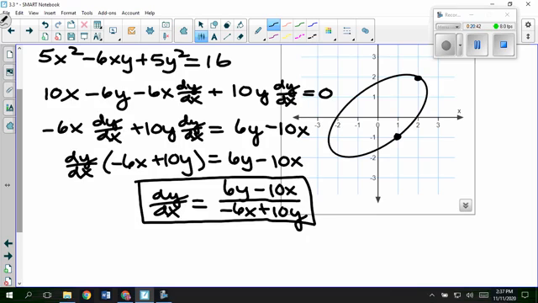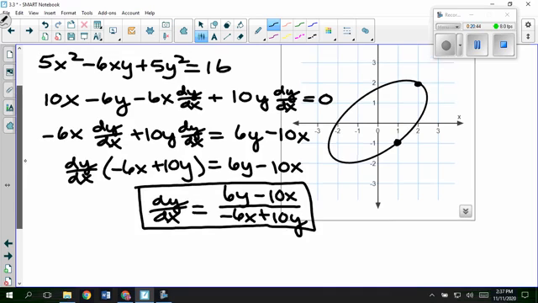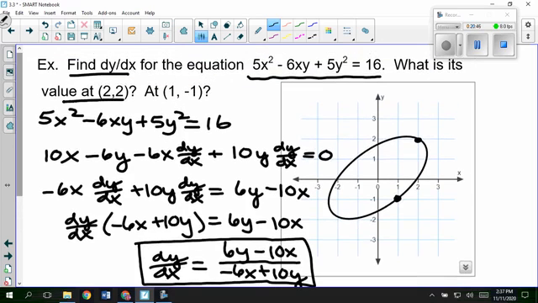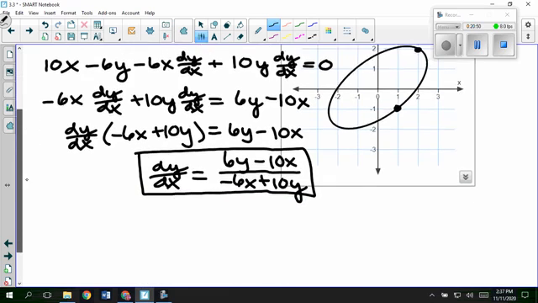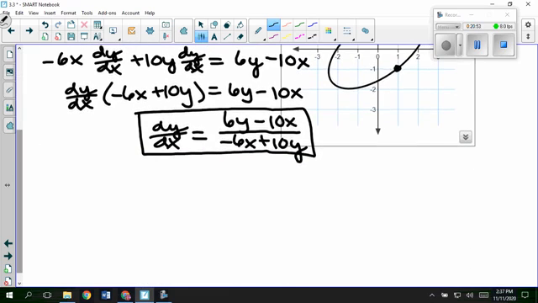Now my question that I had before when we started this problem is, what is the derivative at 2, 2, and what is the derivative at 1, negative 1? So let's go back down here and say, what is dy dx? I'm going to use just a little bit of notation here at the point 2, 2.